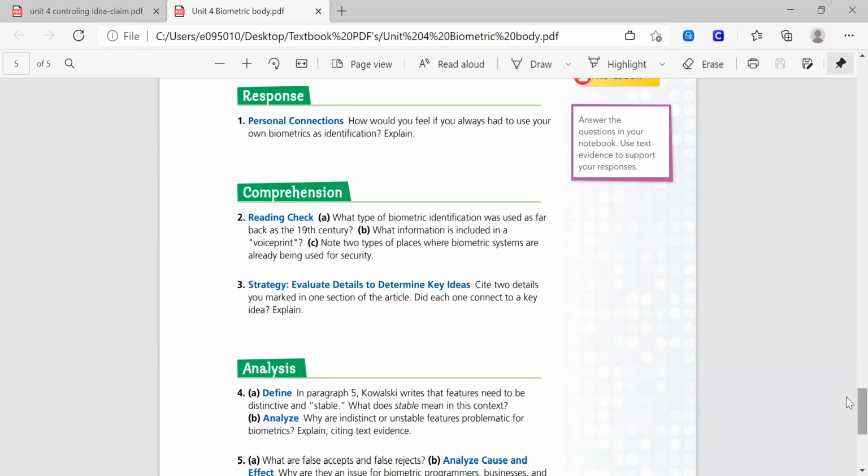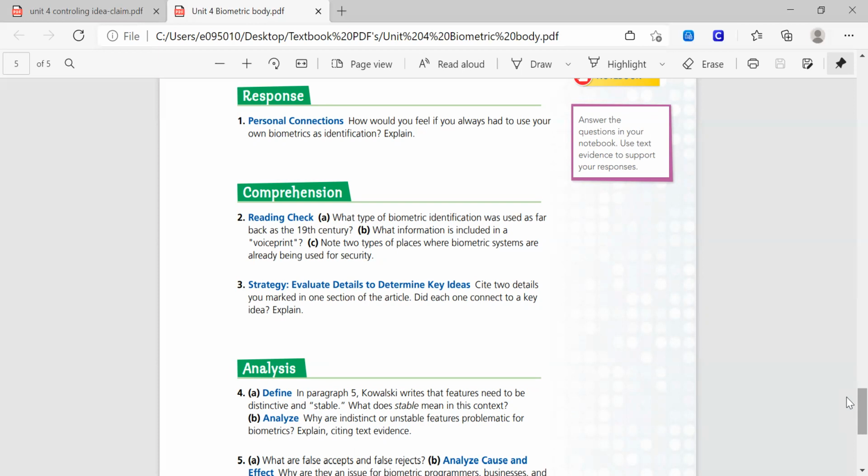Under comprehension, it's question marked number 3, strategy. Evaluate details to determine key ideas. So cite 2 details you marked in one section of the article. Did each one connect to a key idea? Please explain. So by cite 2 examples, they want you to tell us where it's at in the article, what it is in the article.